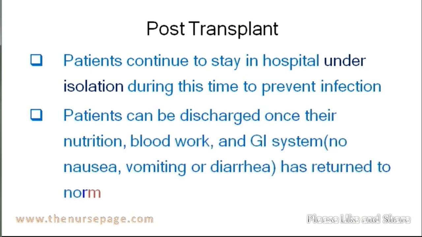Patient can be discharged once their nutrition, blood work and gastrointestinal system, that is no nausea or vomiting or diarrhea, have returned to normal levels. So before discharging the patient, the doctor should confirm that the patient's nutrition, blood work and gastrointestinal system are working normally. Then only the doctor can discharge the patient to home.